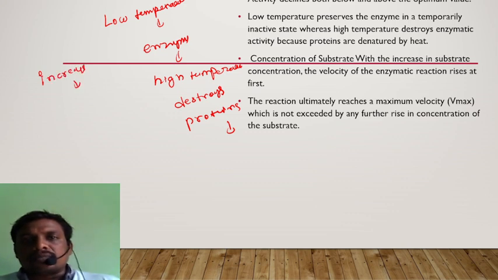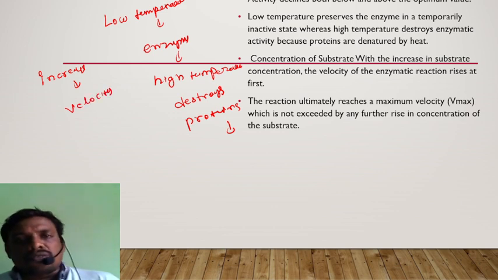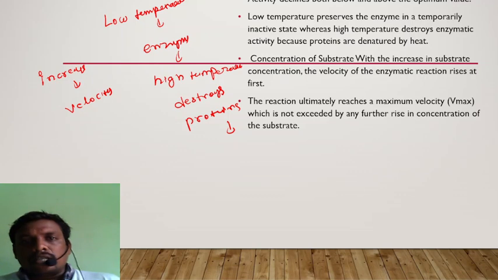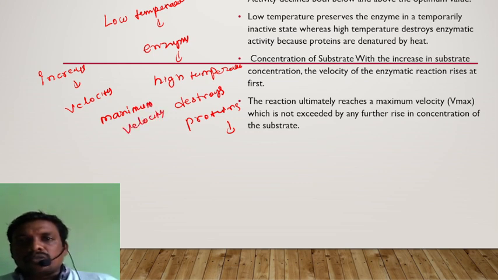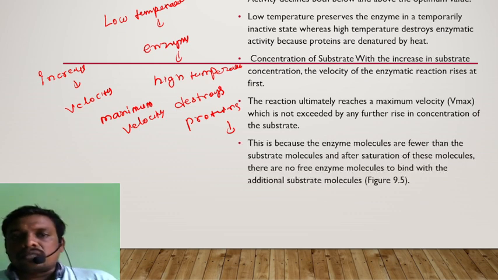Concentration of the substrate: with an increase in substrate concentration, the velocity of the enzyme reaction rises faster. The reaction ultimately reaches a maximum velocity, Vmax, which is not exceeded by any further rise in the concentration of the substrate.